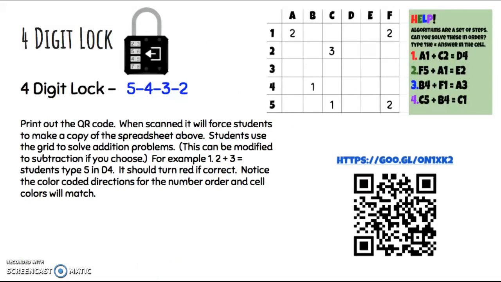The 4-digit lock, they will scan the QR code that may be placed around the room somewhere. When they scan it, it's going to take them to a Google Sheet that has conditional formatting. It says help. They need to follow those steps that are shown there. So if I look, A1 is the number 2, plus C2 is the number 3, and I know 2 plus 3 is 5, so in D4, they would type in the number 5. If they put in the correct number, it should change to red to match the color code. The codes will then give them the code for the lock, 5432.